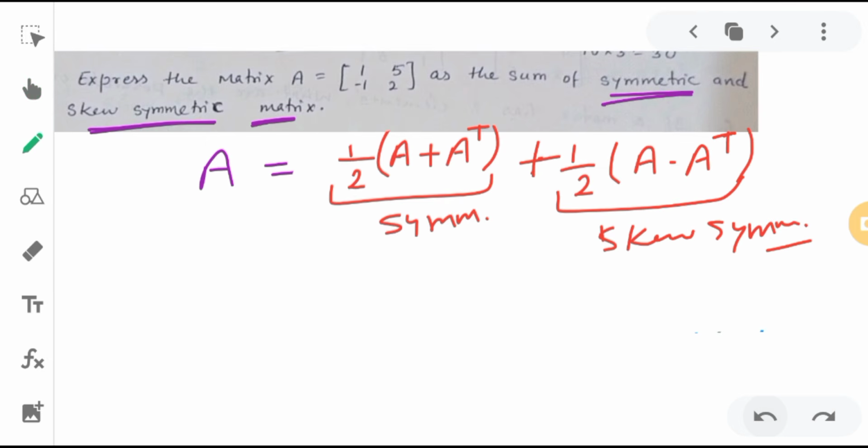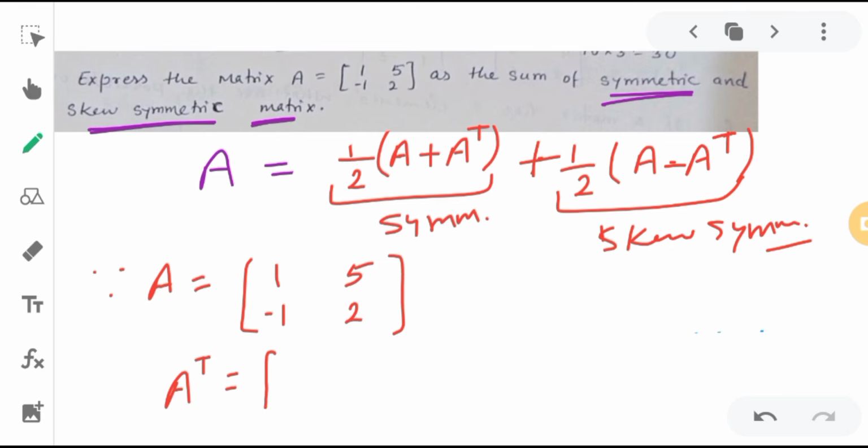So now I will try to solve this. How can I solve it? To solve the first one, I need to get A plus A transpose and A minus A transpose. Since A is given as the matrix 1, 5, minus 1, 2, can I get the A transpose? I explained this, correct? The first row will become the first column, and the second row will become the second column. So 1, minus 1, 5, 2 will be our A transpose.